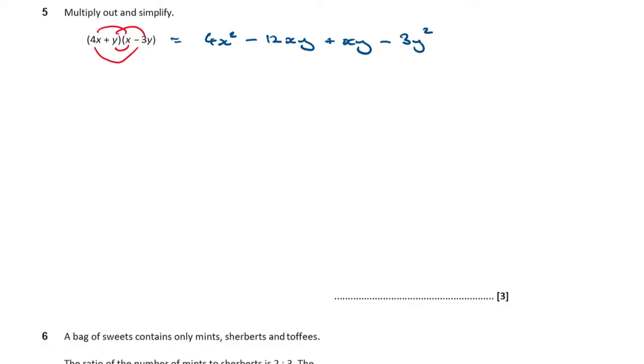Okay? Now notice I've got two terms in xy in the middle, so I can collect those two together. That's going to give me 4x squared minus 12xy plus xy, that's minus 11xy then, isn't it, in the middle? Minus 3y squared. And that's my final answer: 4x squared minus 11xy minus 3y squared.